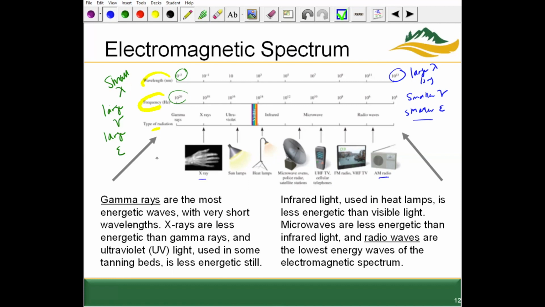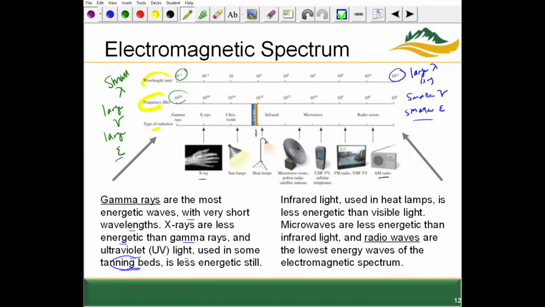So gamma rays, the most energetic with very short wavelengths. X-rays are less energetic than gamma rays, followed by UV light, which is still used in tanning beds. So of course, not super safe to be in a tanning bed because there's direct UV radiation on your skin.